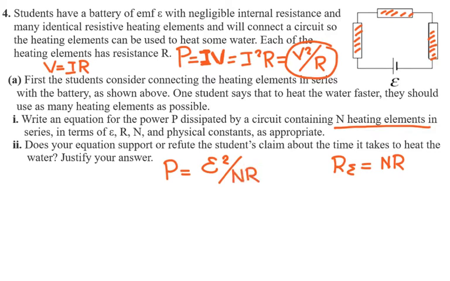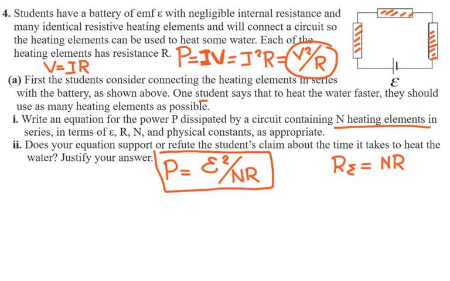So for the first part, they say write an equation for the power dissipated by a circuit containing n heating elements connected in series in terms of the variables that they gave you. So that would be the answer for A. And for the second part, they say, does the equation support or refute the student's claim about the time it takes to heat up the water?